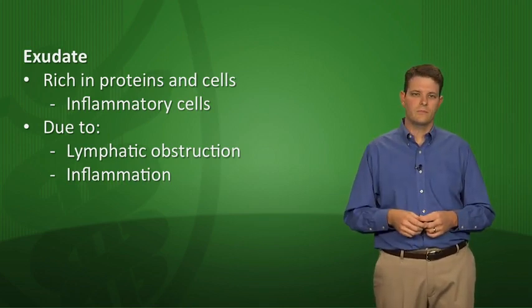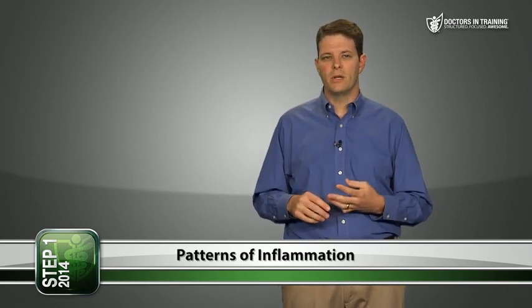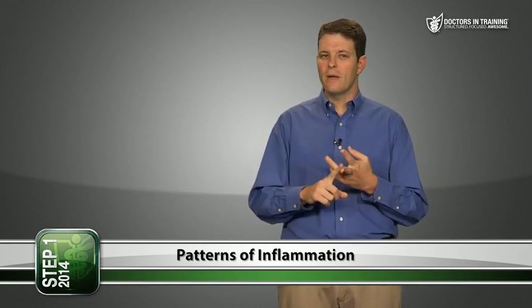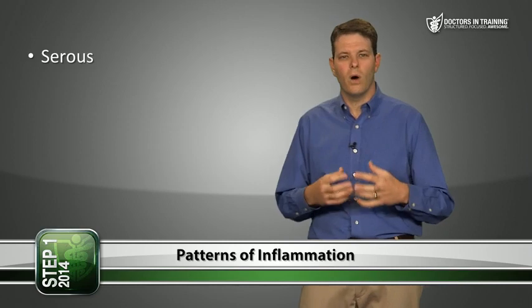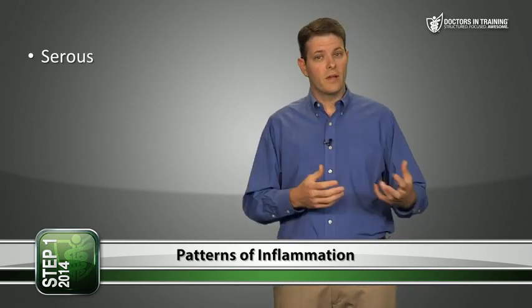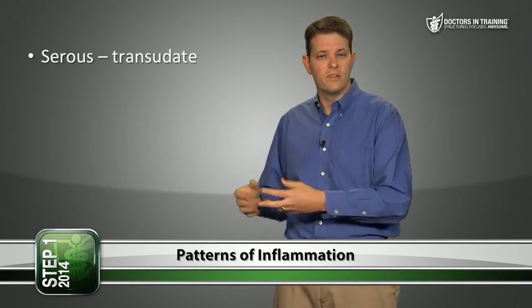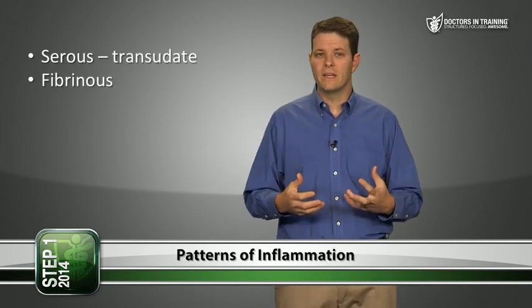Now, let's quickly talk about how inflammation might look on a larger scale from more of a bird's eye view. There are three basic forms of inflammation: serous inflammation, fibrinous inflammation, and suppurative inflammation. So serous inflammation means you have a lot of thin, watery fluid that accumulates in the tissues. Now, is that watery fluid transudate or exudate? Watery fluid is transudate.